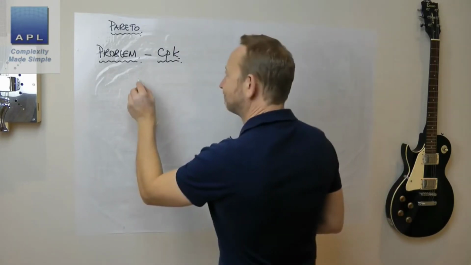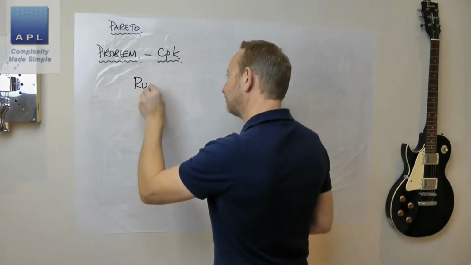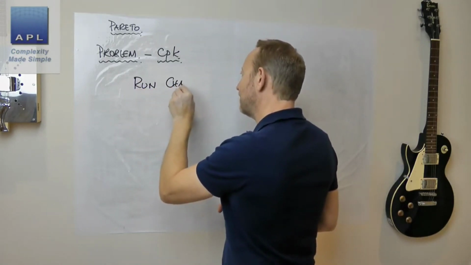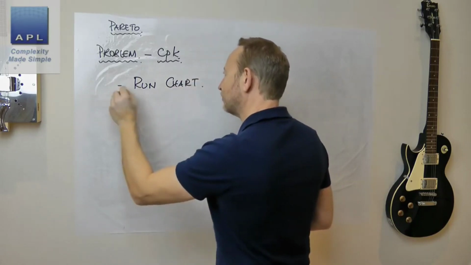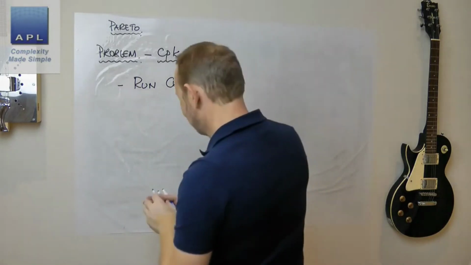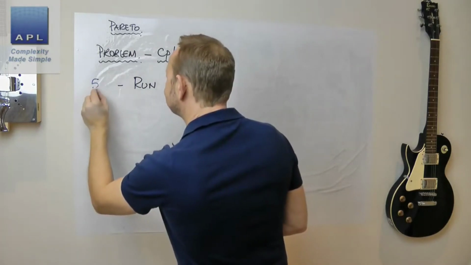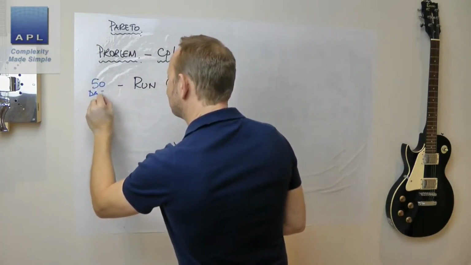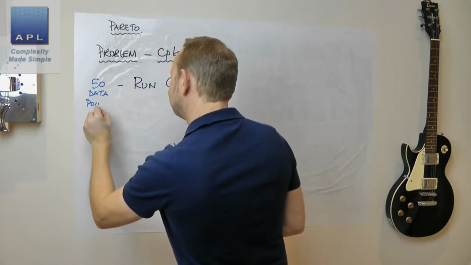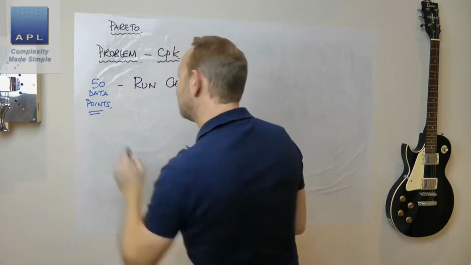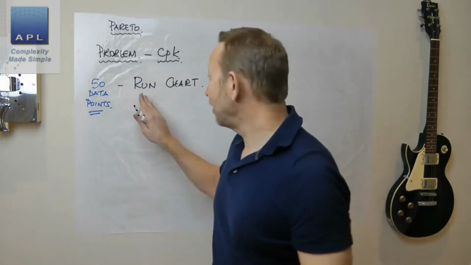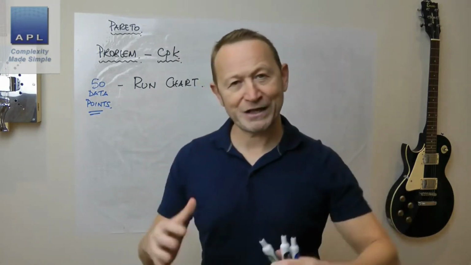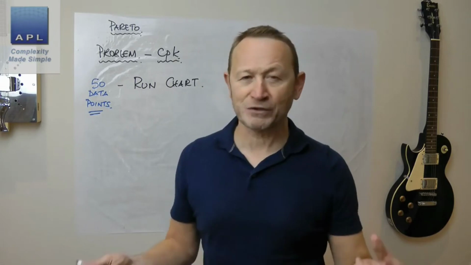Okay, let's start. First thing I'm going to do, I'm going to take some data from the process, at least 50 data points. Okay, at least 50 data points. And I'm going to start quality tool number 1. I'm going to do a run chart. I want to see if there's any trends or movement, anything that's wild about my process. What's the data telling me?